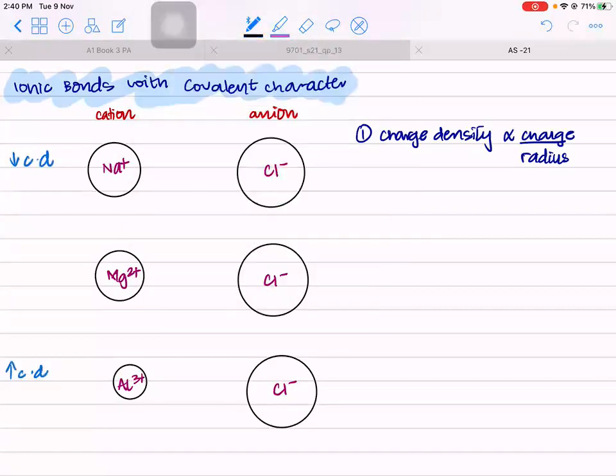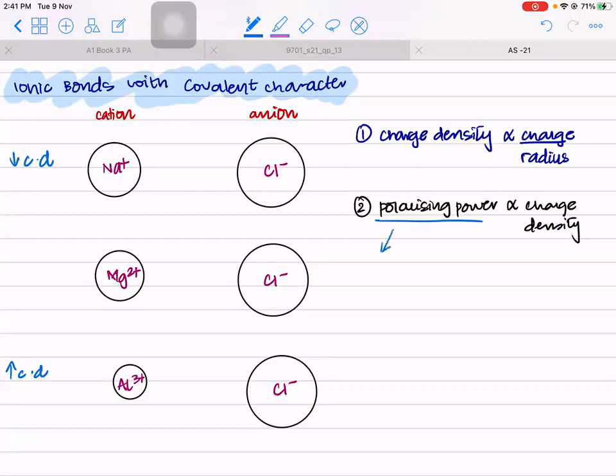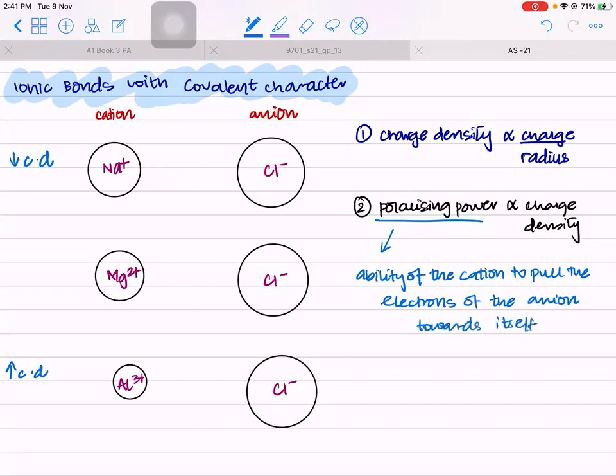Clear? There comes the next thing now, which is the polarizing power. Polarizing power is directly proportional to the charge density. The more the charge density, the more the polarizing power. What do you mean by the polarizing power? Polarizing power is basically the ability of the cation to pull the electrons of the anion towards itself. And it is directly proportional to what? Charge density. So the one which has more charge density has more polarizing power. So this has high polarizing power, this has low polarizing power.